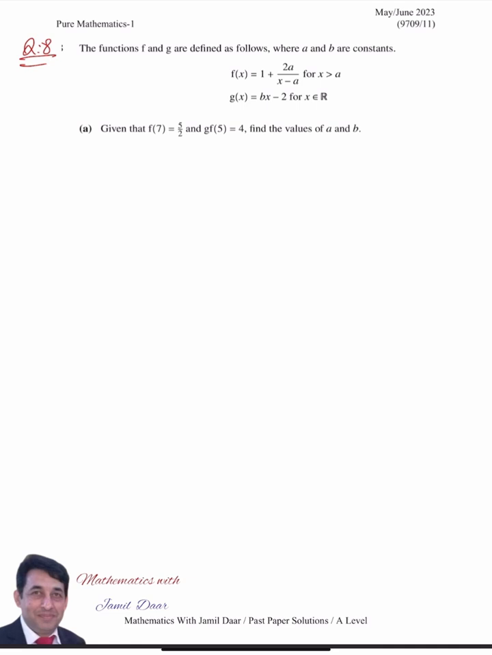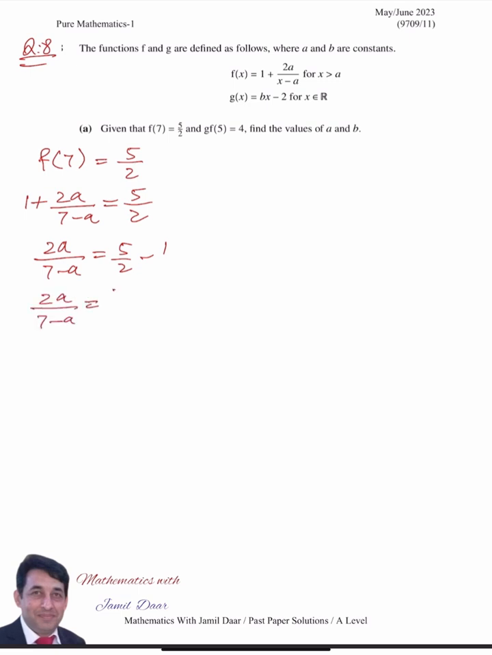So what we are going to do, we'll use the two equations. F of 7 is equal to 5 over 2. F is this function, so instead of x we have to use 7. So that would be equal to 1 plus 2a over 7 minus a is equal to 5 by 2. So bring 1 to this side, that would become 2a over 7 minus a is equal to 5 by 2 minus 1, and that would be 3 by 2.